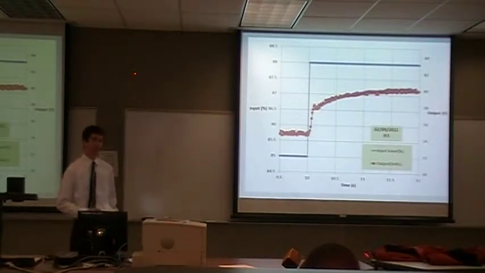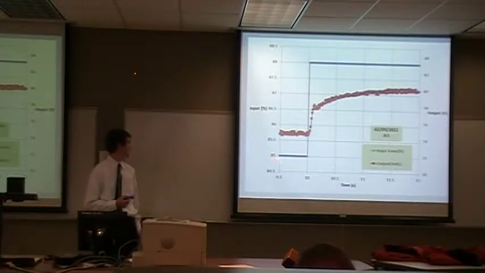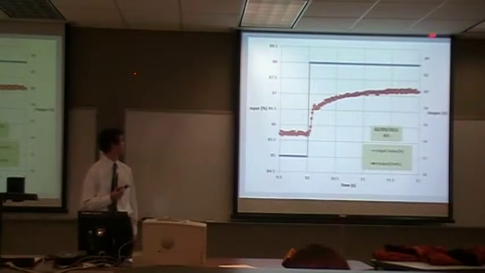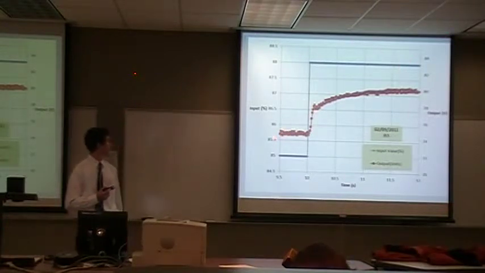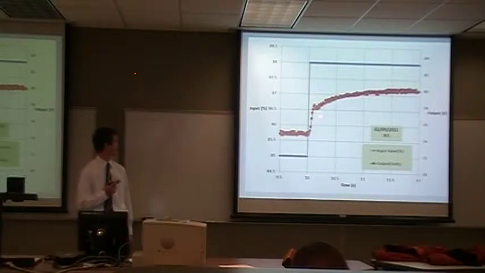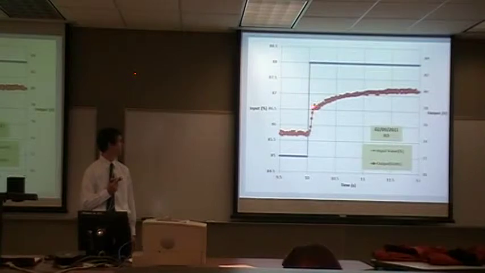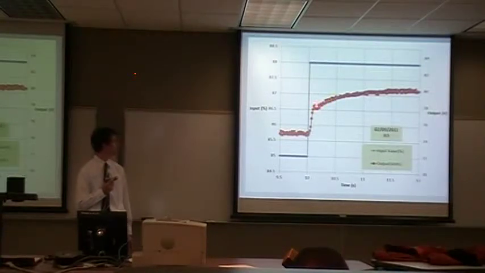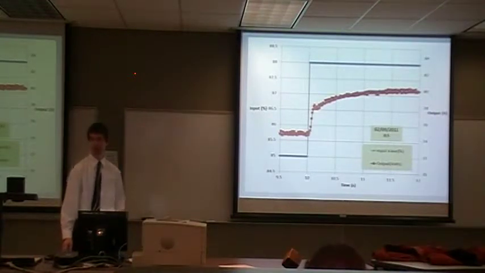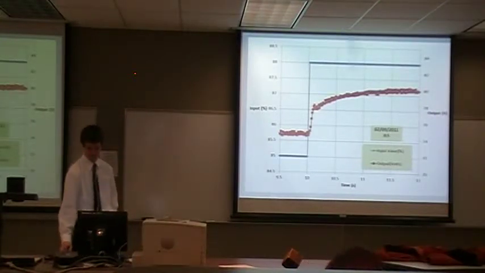This graph shows an example of our step response. Steps up from 85% input to 88% input. And this shows how the output increases with the step response. You'll notice this point right here. You can see a slight oscillation here. That is not typical of a first order response, which would indicate that our system is not first order.